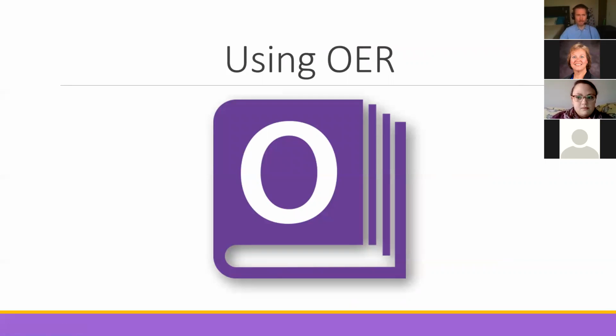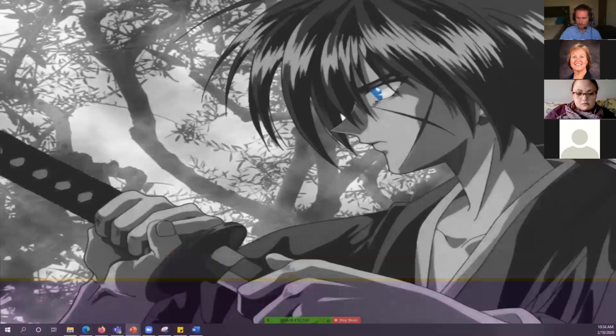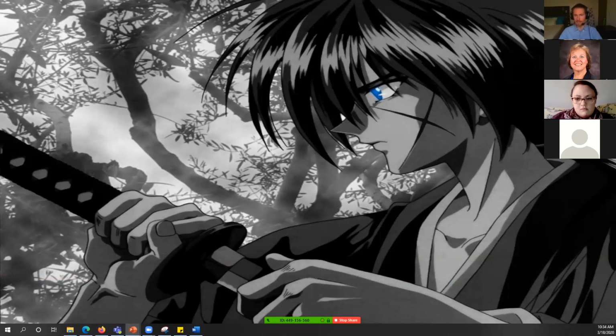Okay, stopping once again just to take the temperature. All right. So this is going to be a modified version of that framework that we went over before. Instead of asking, can I rely on an exception such as fair use? Do I need to seek permissions or purchase a license? We don't have to worry about that. If we find something with an open license, we can skip steps 3 and 4.